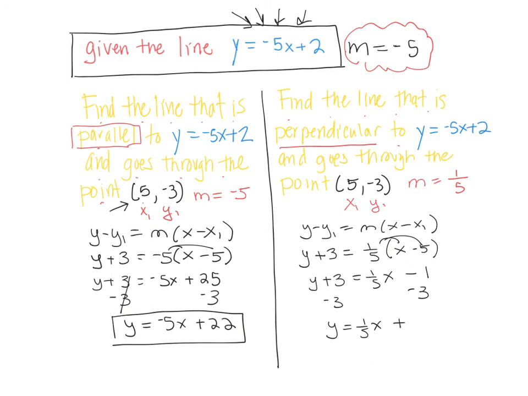So y equals 1/5 x. And if we have a -3 minus 1, that's going to be a -4. And so this will be the line that's perpendicular, meaning that it intersects at 90 degrees, and it goes through the point 5, -3.